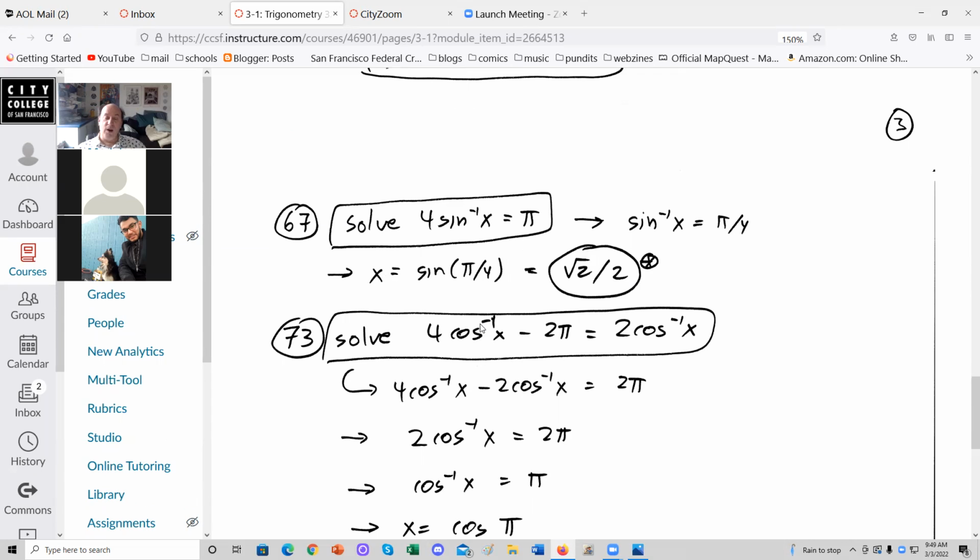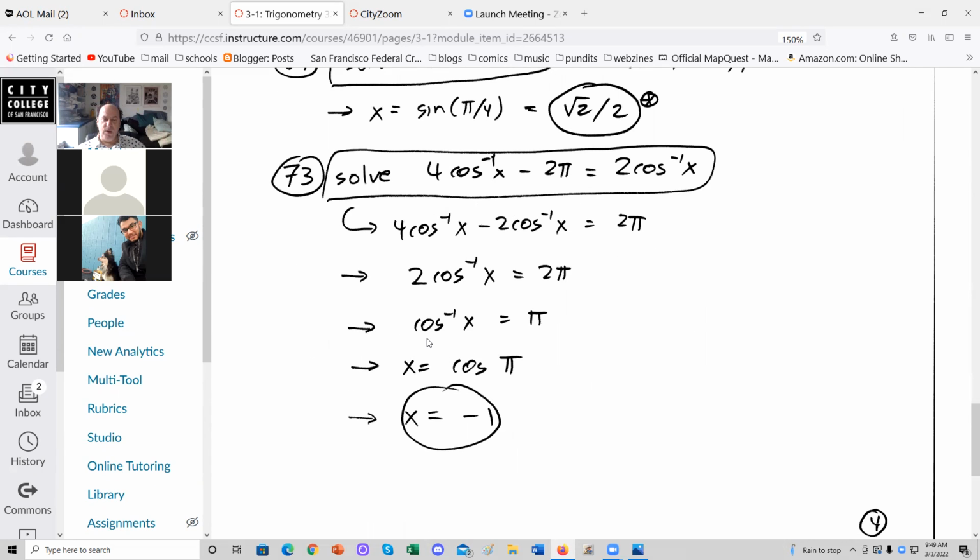Here we have 4 arc cosine x minus 2 pi equals 2 arc cosine x. This is a matter for some algebra. First, we transpose the 2 arc cosine x to the left, the 2 pi to the right, by subtracting 2 arc cosine x from both sides and adding 2 pi to both sides. So 4 arc cos x minus 2 arc cos x equals 2 pi. Combine these two terms on the left. That's 2 arc cosine x equals 2 pi. Divide by 2. Arc cosine x equals pi.